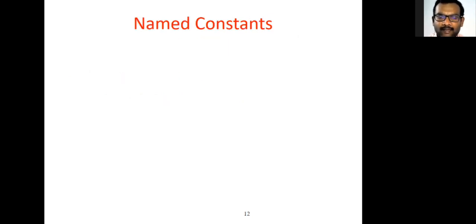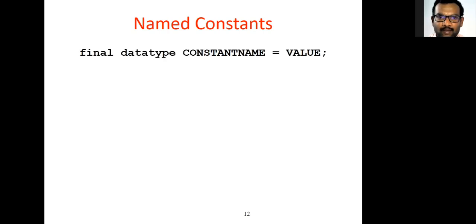As the name implies, the value of a variable can change throughout the execution of the program. But there are certain cases where the value will not change. It will remain the same throughout the execution of the program. There are certain constants whose value is fixed. So this is the way to declare the constants.